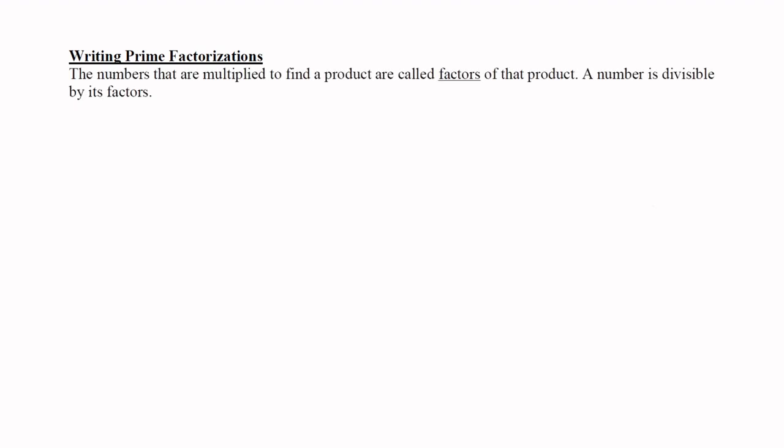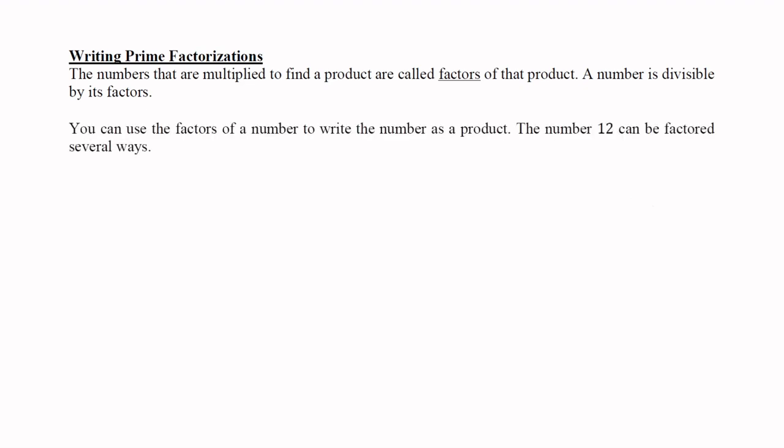The numbers that are multiplied to find a product are called factors of that product. A number is divisible by its factors. You can use the factors of a number to write the number as a product. The number 12 can be factored several ways.